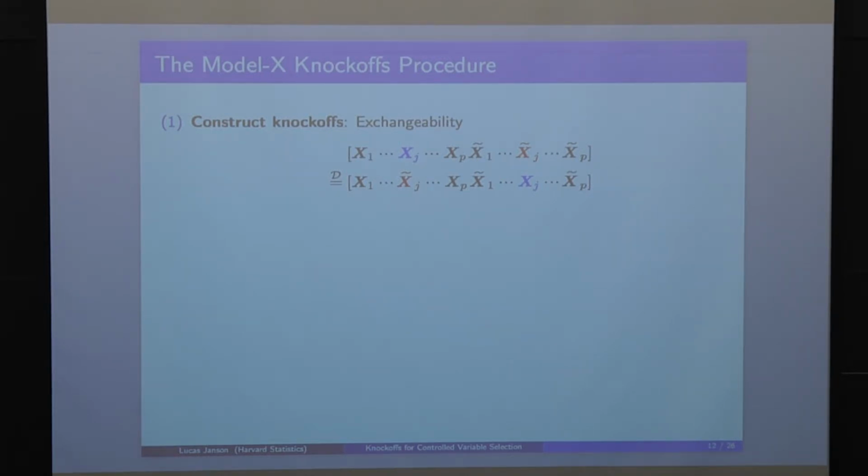So the first step is to construct knockoffs, and this is the property we require them to have. This is pairwise swap exchangeability. Exchangeability, of course, is a very general thing. I'm saying a specific kind of exchangeability: when I take xj and I swap it with its knockoff, I don't change the distribution of x, right? There's no y's here. This is just equality in distribution with respect to x.